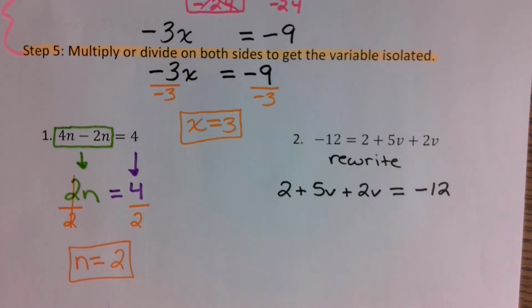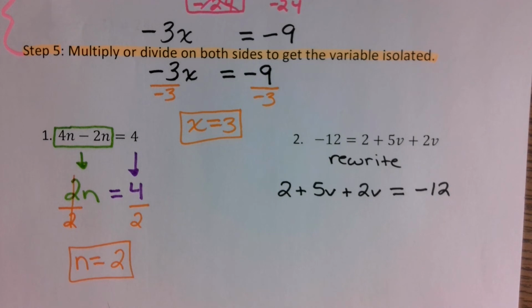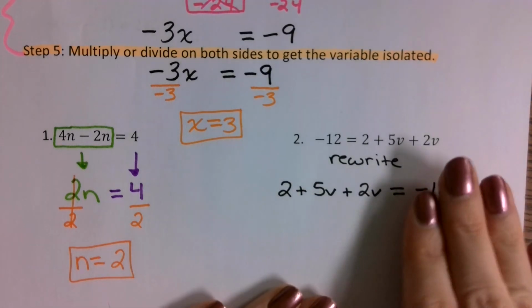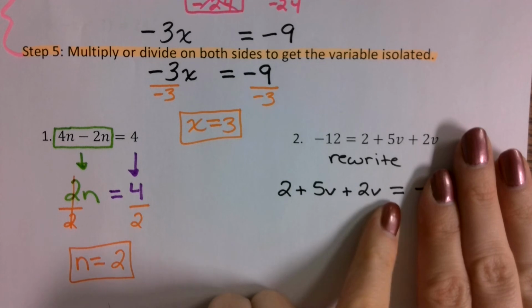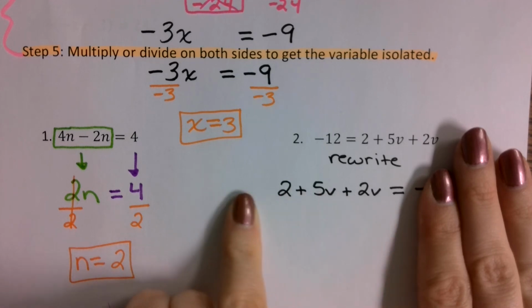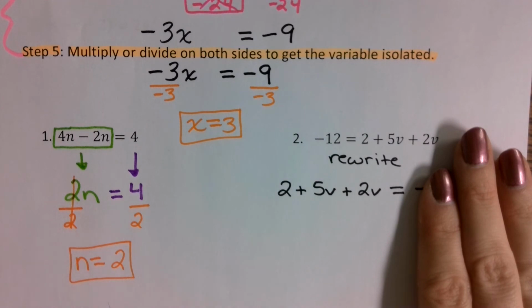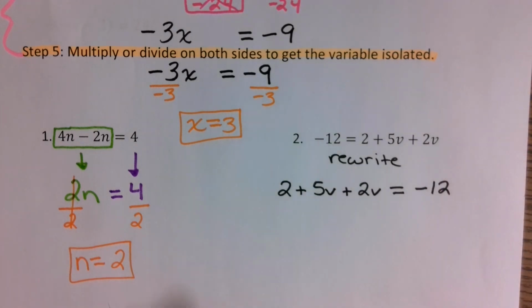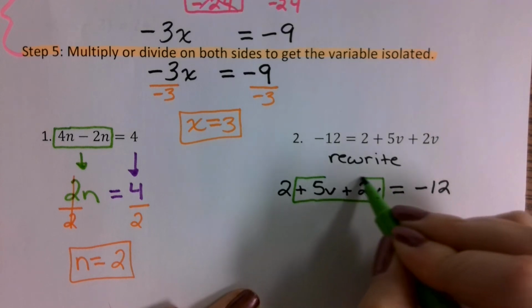Okay, now let's go through our steps. Step 1 is to look for distributive property. Do we have anything we can distribute? No. There's no distributive property because we don't have any parentheses involved. Step 2, combine anything you can on the left side. Is there anything that I can combine together on this left side? Daniel, what can I combine? 5v and 2v. The 5v, which is a positive, and the 2v, which is a positive.